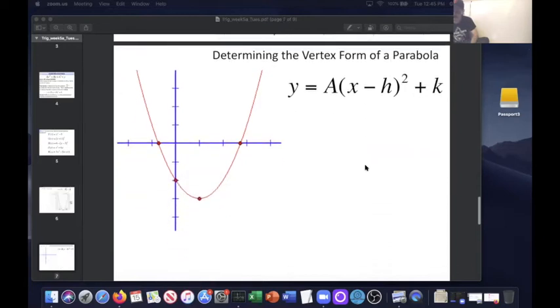Okay, so here we got this graph, and we want to put this in vertex form by looking at the graph. All right, so the first thing we can do is we can find the vertex. So I'm going to ask someone about where the vertex is. Chris, where's the vertex?